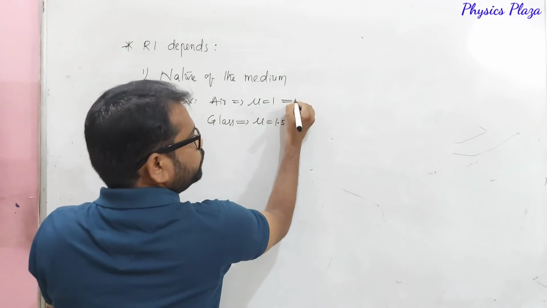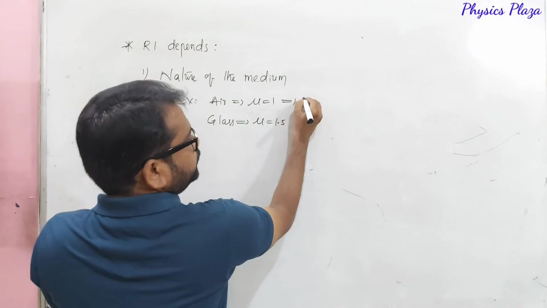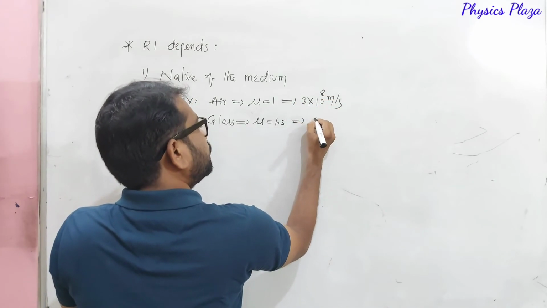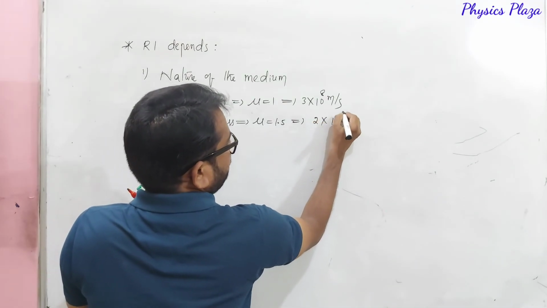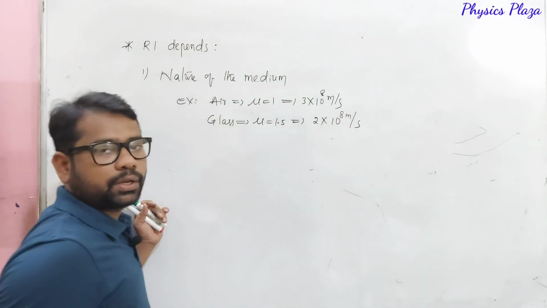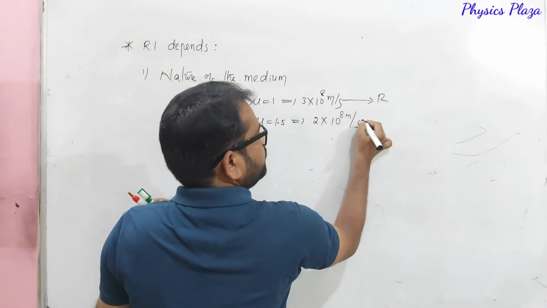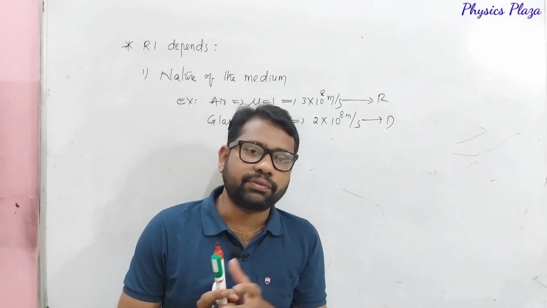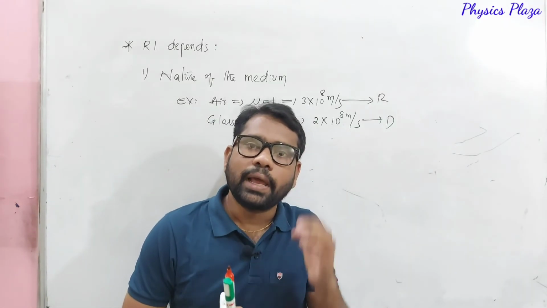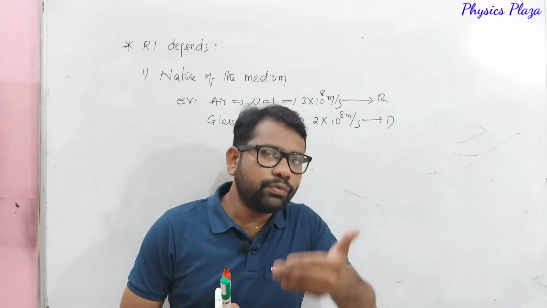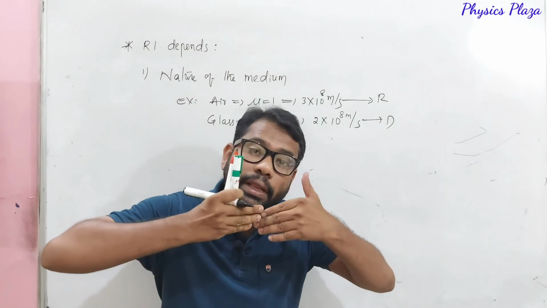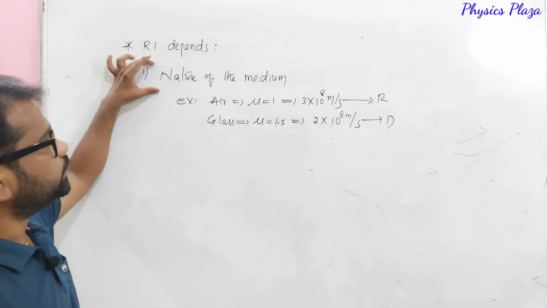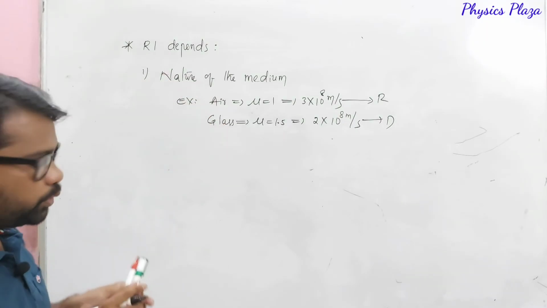Then obviously the speed of the light also differs. In air, the speed of the light is 3 into 10 power 8 meter per second, and in glass it is 2 into 10 power 8 meter per second. So one is a rarer medium, the other is a denser medium. It means the optical density is different. Different mediums have different refractive index values, due to which they behave like different mediums. So this is the first factor, the nature of the medium is also very important.